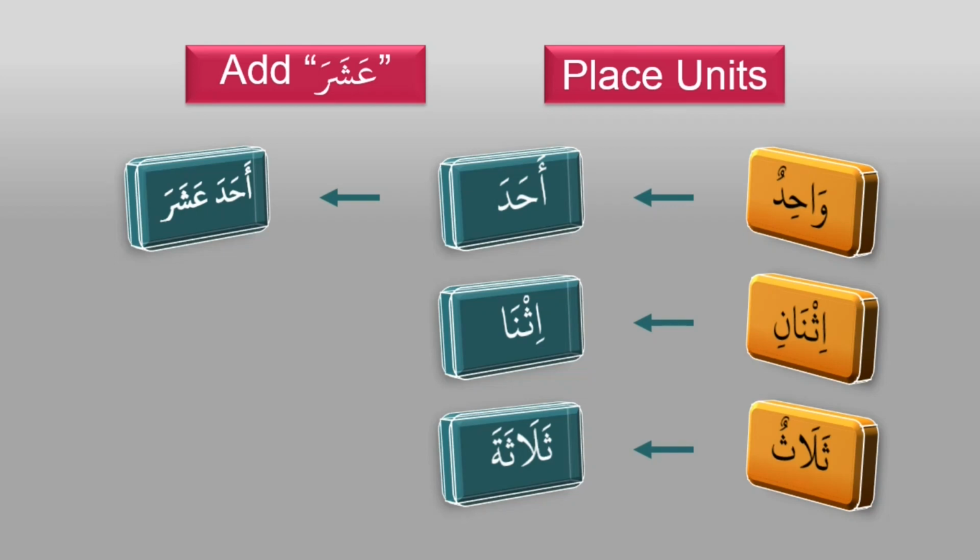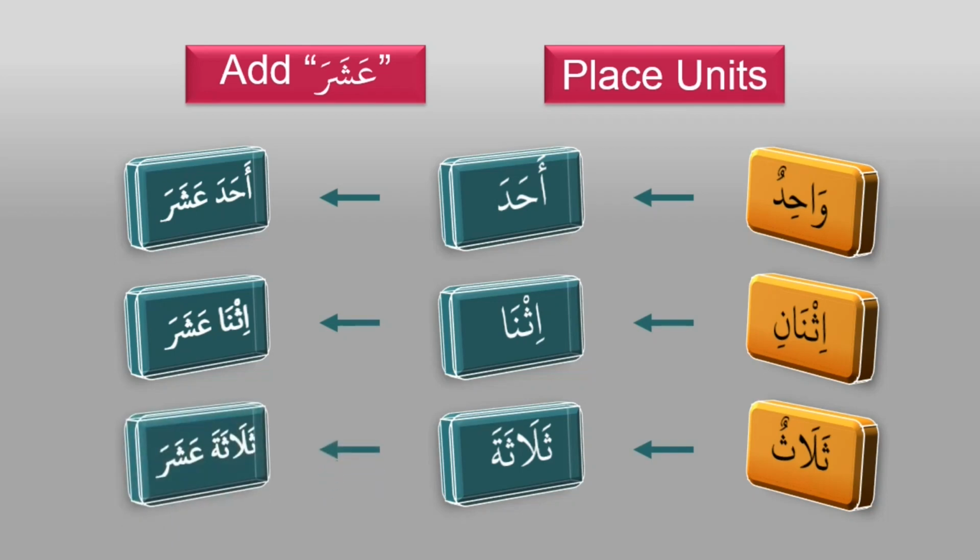Then we add Ashara to Ithna. It becomes Ithna Ashara, 12. Then we add Ashara to Thalathata. So we get Thalathata Ashara. So these are 11, 12 and 13. Ahada Ashara, Ithna Ashara, Thalathata Ashara.